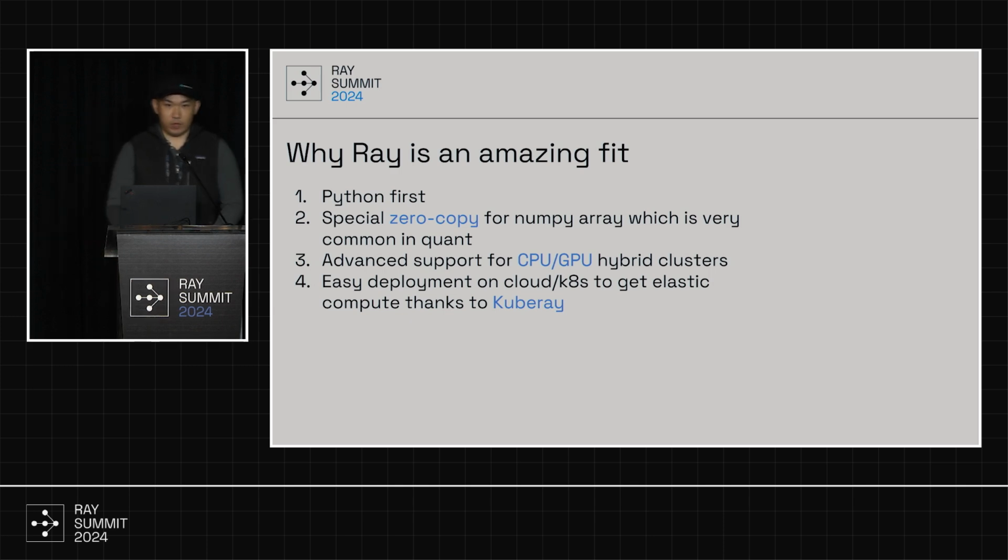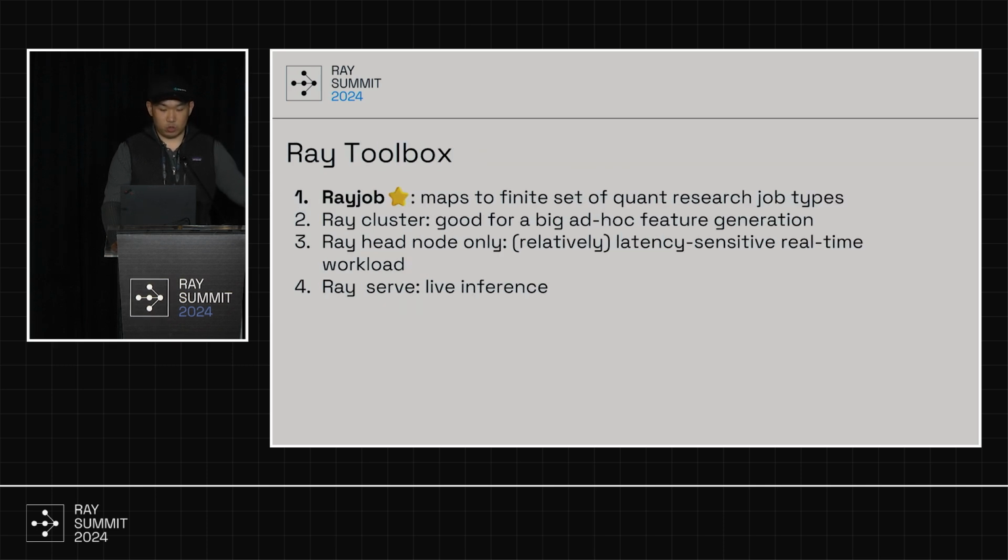So why is Ray a great fit? First of all, Ray is a Python-first framework, and Python is an incredibly powerful language in quant research. And building on top of that, quants also use a library called NumPy for numerical operations a lot, and Ray has a really specialized support for zero copy of NumPy arrays, which is super nice. And the third is Ray is very good for CPU and GPU hybrid workloads. And the fourth is it's very easy to actually deploy Ray in research and production thanks to Kubernetes.